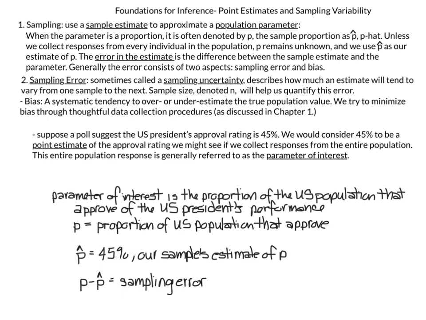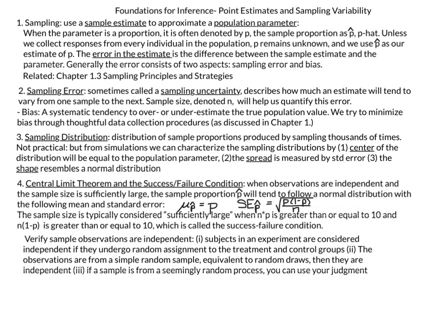And I just want to then bring in this second topic of sampling error, since we talked about it. Sometimes called sampling uncertainty, it describes how much an estimate will tend to vary from one sample to the next. Sample size, denoted n, will help us quantify this error. So there's sampling error and there's bias, which is a systematic tendency to over or underestimate the true population value. We try to minimize bias through thoughtful data collection procedures, as we discussed in Chapter 1.